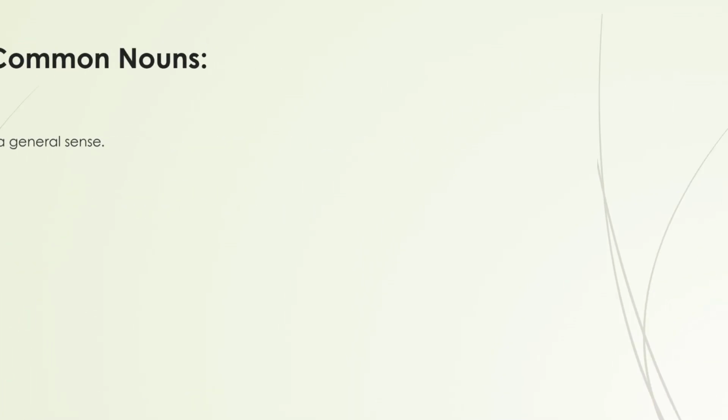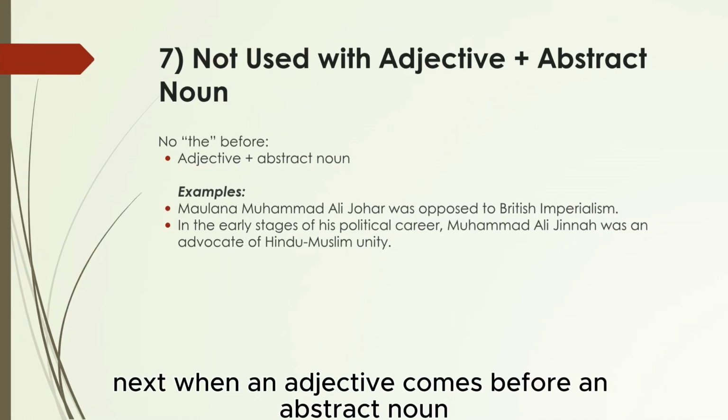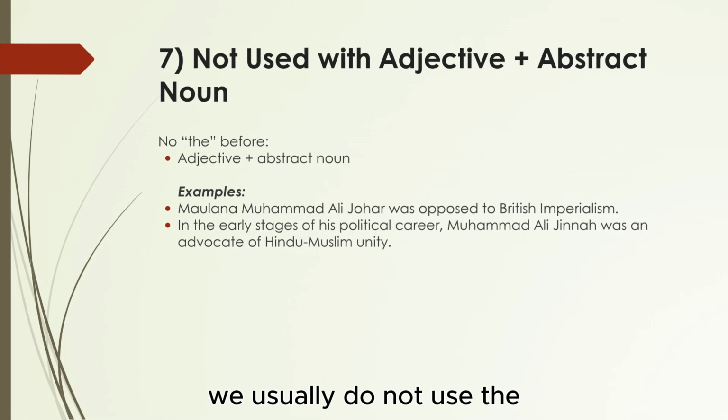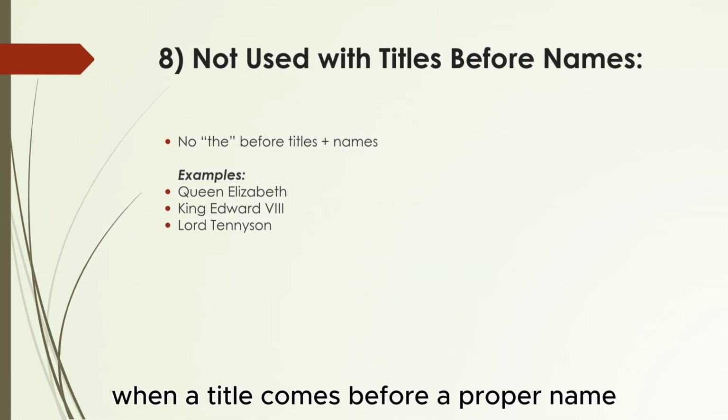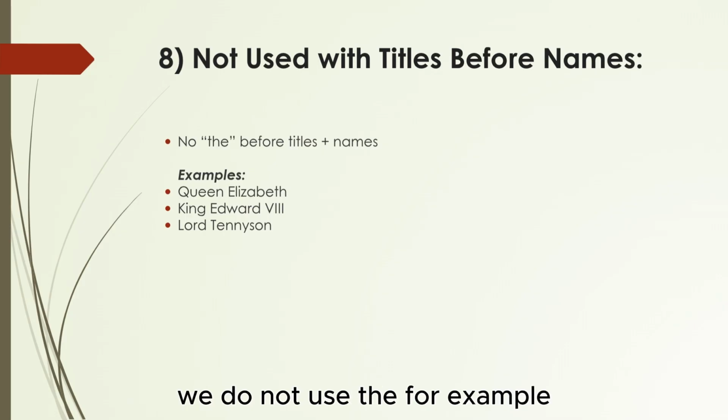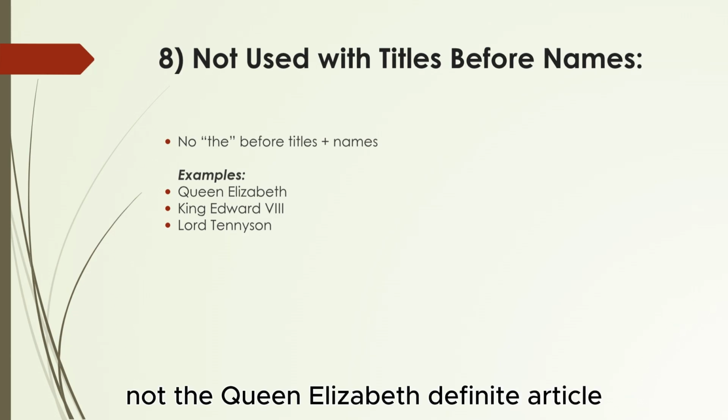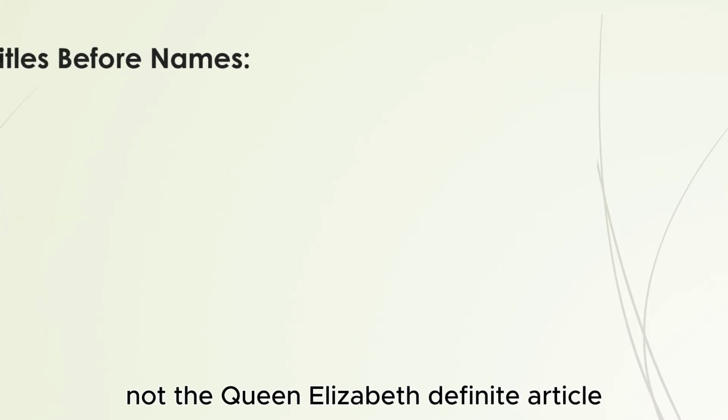For example, when we use the word men to represent the entire human species, we should say men and not the men. Next, when an adjective comes before an abstract noun, we usually do not use the. For example, British imperialism, not the British imperialism. When a title comes before a proper name, we do not use the. For example, Queen Elizabeth, not the Queen Elizabeth.